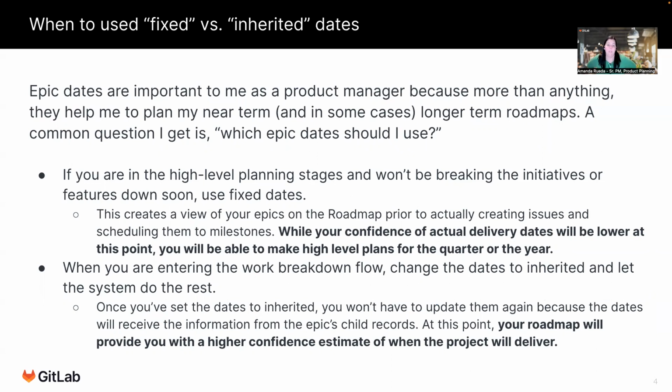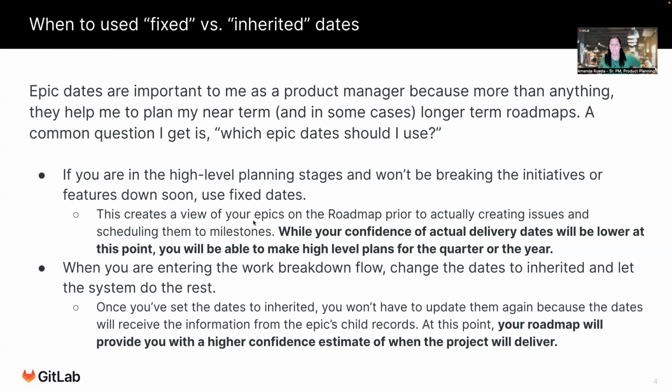But a lot of times I get the question, which of those epic dates should I use? So I think about this in the stages of planning or the product dev workflow. So if you're still in the really high level planning stage, you're not breaking down that feature or initiative anytime soon. You're just thinking about what am I going to do for the next 6 months or a year? You're looking at a longer horizon. Use fixed dates. Why? By using fixed dates at this point, you're going to be able to use the roadmap.